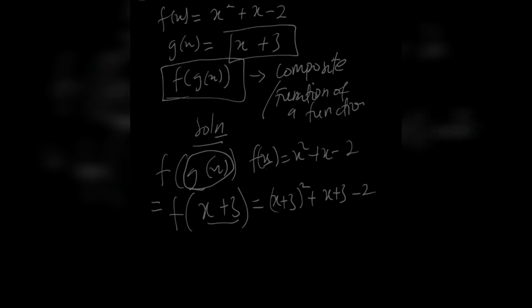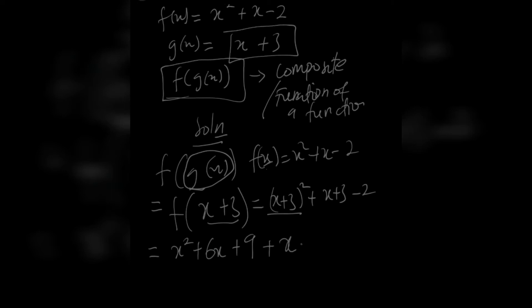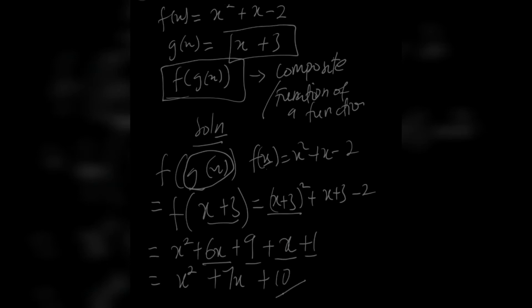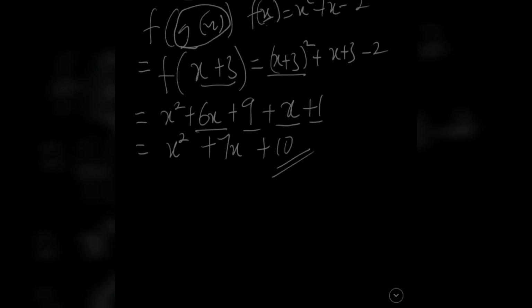Simplifying this, expanding gives us x squared plus 6x plus 9, then plus x plus 3 minus 2, which is plus 1. Simplifying this further gives us x squared plus 7x, and 9 plus 1 gives us 10. So f of g of x will give us x squared plus 7x plus 10 as our answer.